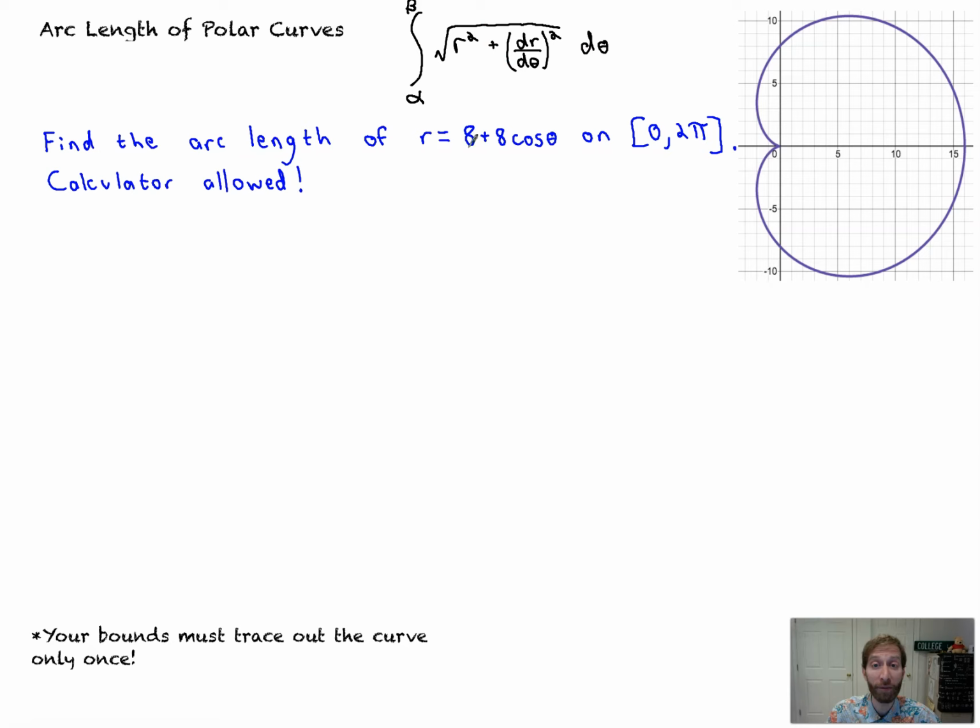All we do is follow that formula. So we need r prime of theta, or dr d theta, according to that formula. So dr d theta is equal to, well, the derivative of 8 is 0. The derivative of this will be minus 8 sine theta. All right, so let's see what this gives us. So we're going to have the integral from 0 to 2 pi. And knowing our 8 plus 8 cosine theta is a cardioid, it takes from 0 to 2 pi to trace it out once. So we're not doubling up here, which is good.